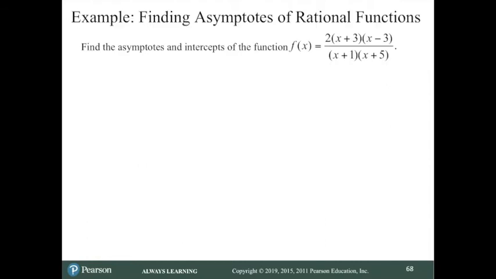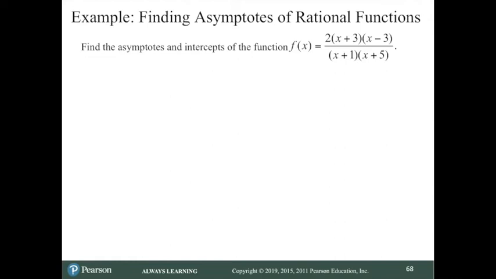Let's take a look at an example. So we want to find the asymptotes, and we also want to find the intercepts, and then we're going to try and sketch it. So we're given this function. Luckily for us, it's already factored, right? If it's not already factored, the last section where we looked at rational zeros and factoring polynomials would help us factor this. So, finding the asymptotes.